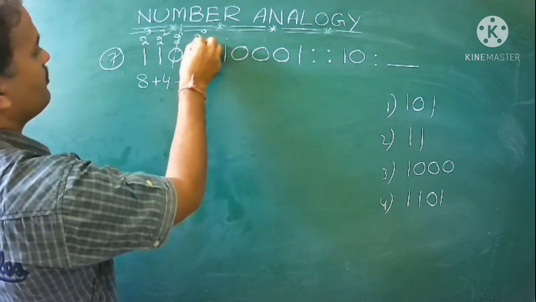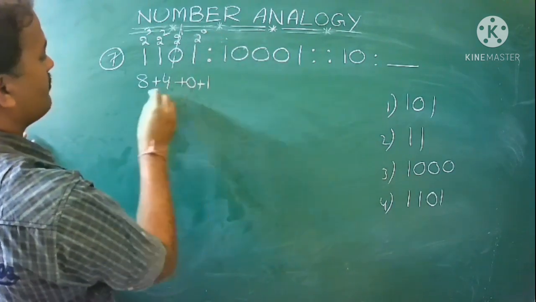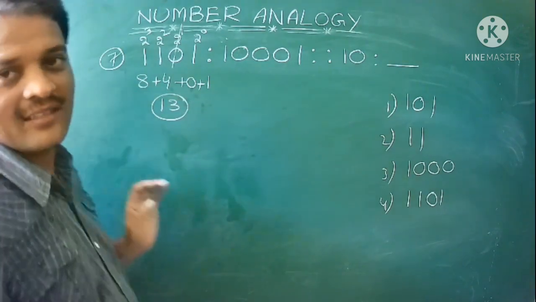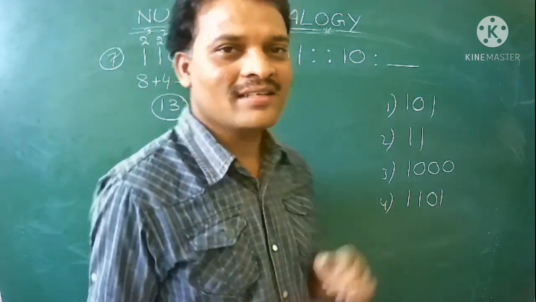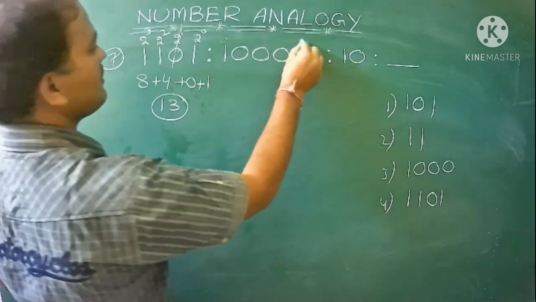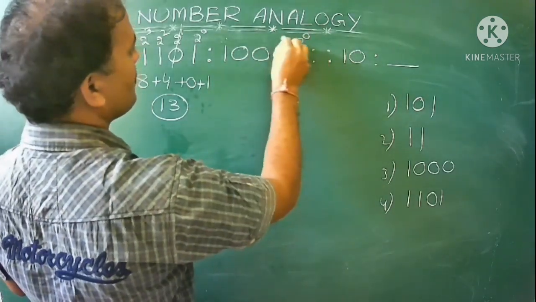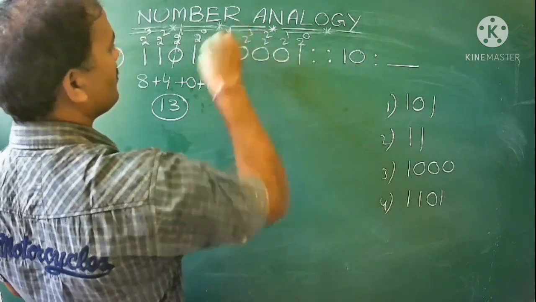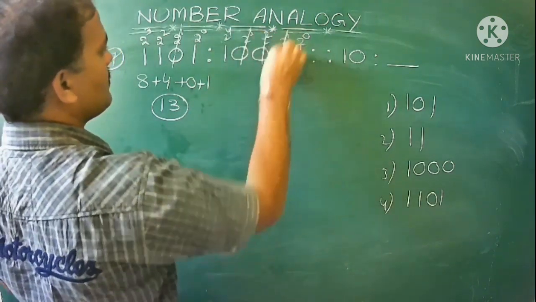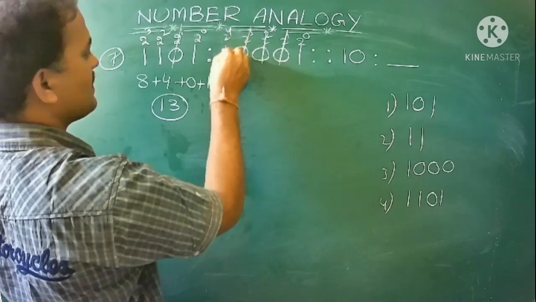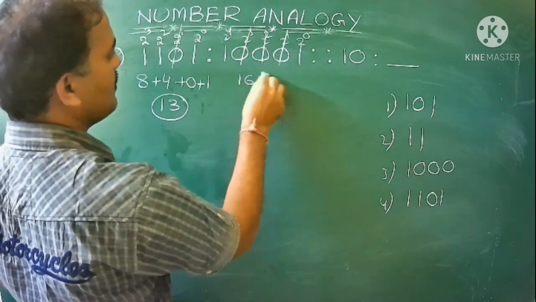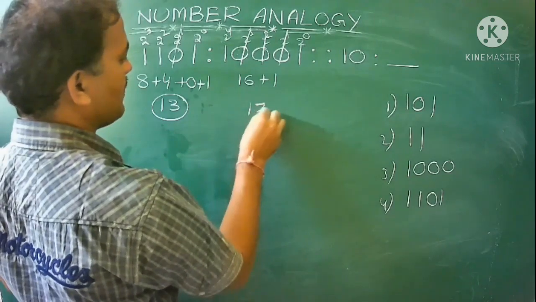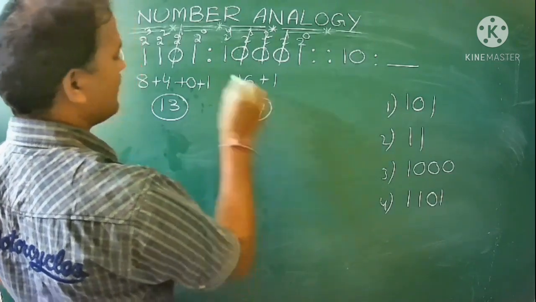2 power of 0 value is 1, 1 into 1 is 1. How much is it? This value will be 13. Next, similarly, for the second value apply 2 power of 0, 2 power of 1, 2 square, 2 cube, 2 power of 4. The zeros will be cancelled. 2 power of 4 is 16 into 1 is nothing but 16, plus 2 power of 0 is 1, 1 into 1 is nothing but 1. So that value will become 17.